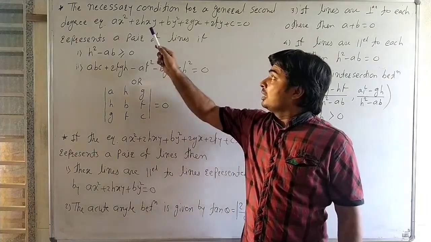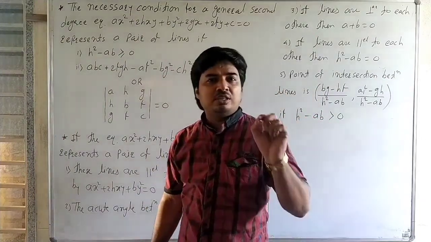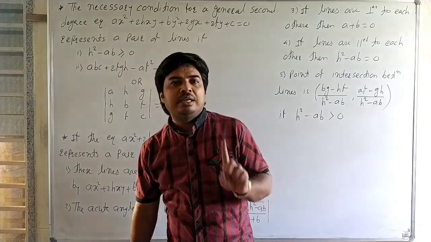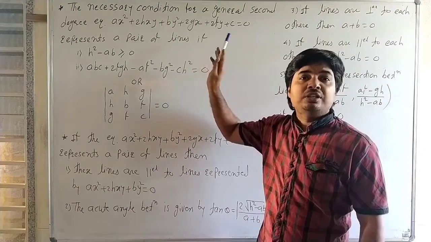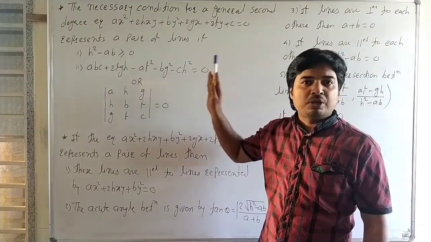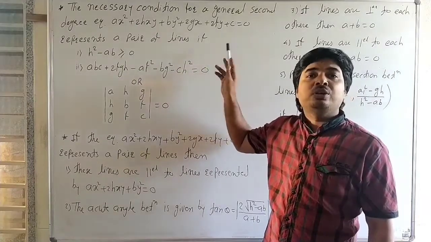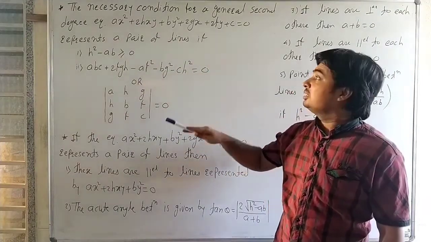Here, the combined equation of any two lines represents a general second degree equation, but the converse need not be true. That is, every second degree equation need not represent a pair of lines. For this there is a condition.